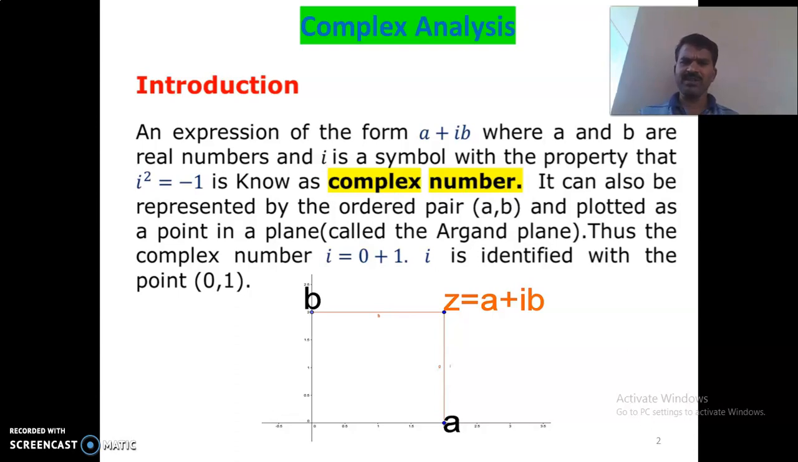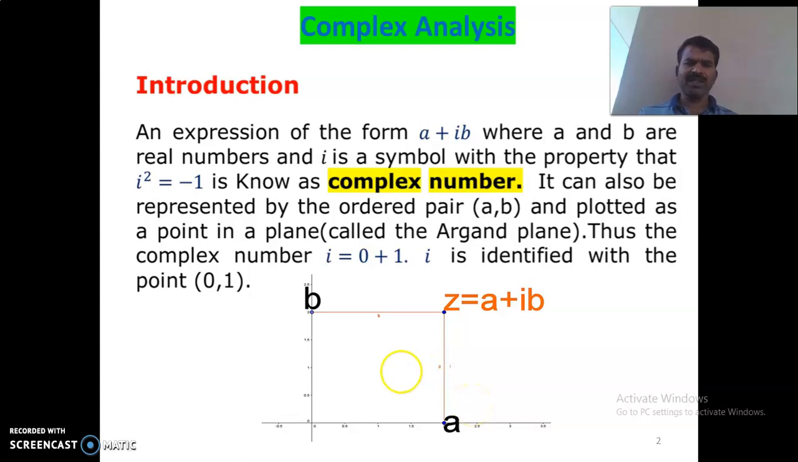An expression of the form a plus ib, where a and b are real numbers, and i is the symbol with the property that i square equals minus 1, is known as a complex number. It can also be represented by an ordered pair (a, b) in the complex plane, that is, the Argand plane.